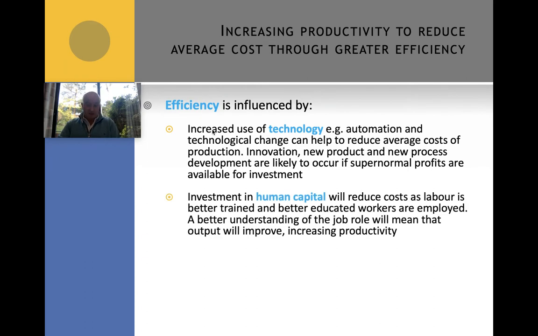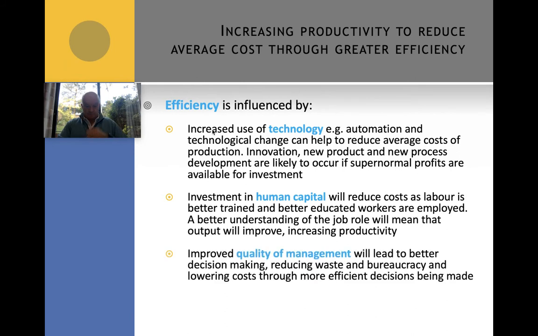Other things that can help in terms of efficiency, clearly, are improving and investing in our human capital. So that might mean that we reduce the cost of labour. We might look at training and getting better educated workers employed. And clearly, if we can understand our job role and what we need to do to improve output, that's also going to improve the overall productivity of an organisation.